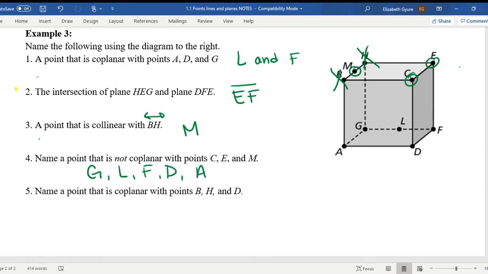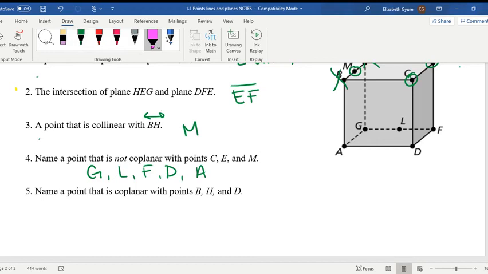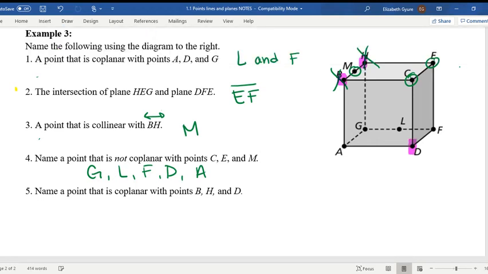And then last question, name a point that is coplanar with points B, H, and D. So B, H, and D. And here's where I might lose you a little bit because you're like, wait, B and H are up the top. D is on the other side at the bottom. I don't see how those could connect.